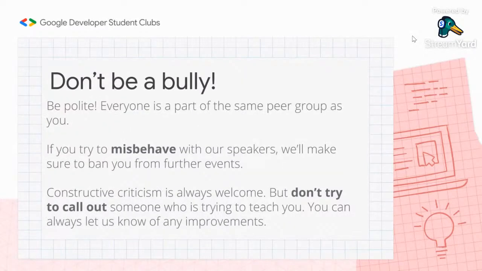Lastly, don't be a bully. Be polite. Like, everyone is a part of the same peer group. If you're a junior, if you're a senior, everybody is a part of the same peer group. Also, don't misbehave with any of our speakers. Like, they are taking out their time from their busy schedule to teach you guys something, and we don't want you to misbehave with them.